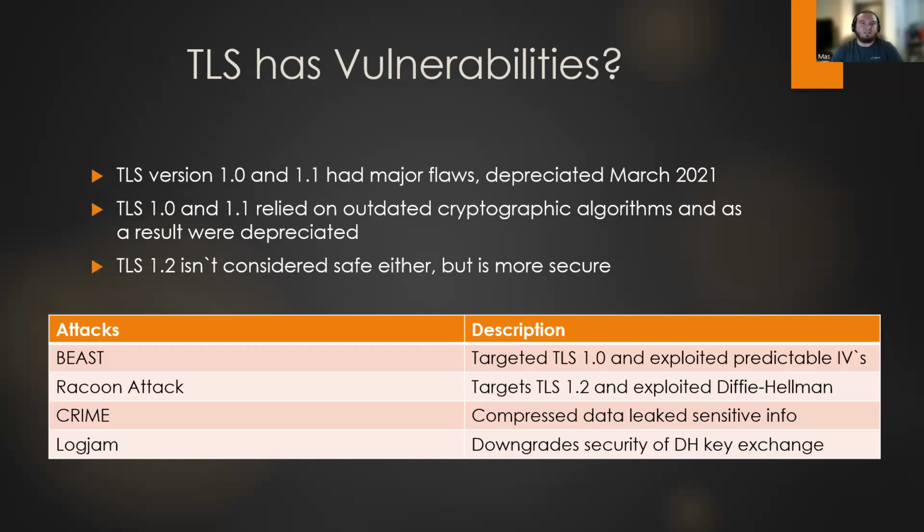Essentially, here we have four different attacks. The Beast attack, which targets TLS 1.0, and it takes advantage by exploiting predictable initialization vectors. The Raccoon attack, which targets TLS 1.2, and it exploits the Diffie-Hellman algorithm. The Crime attack, which exploits compression algorithms. And then the Logjam attack, which downgrades the security of the Diffie-Hellman key exchange.